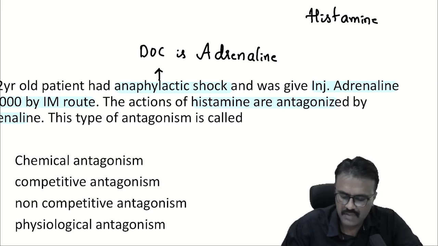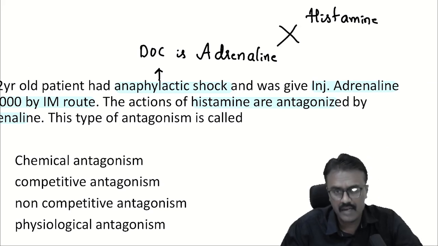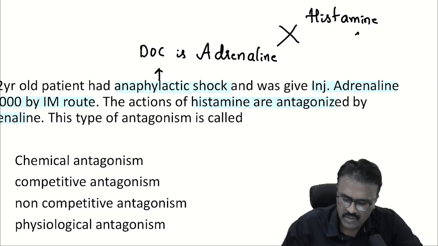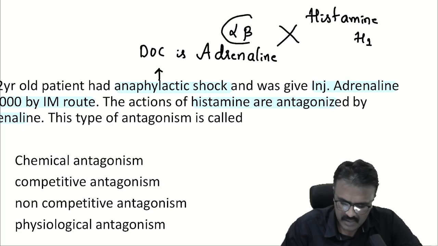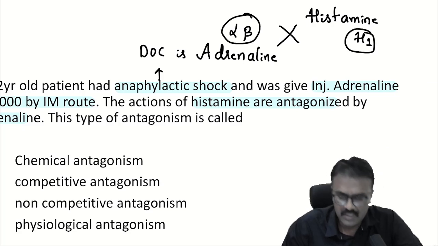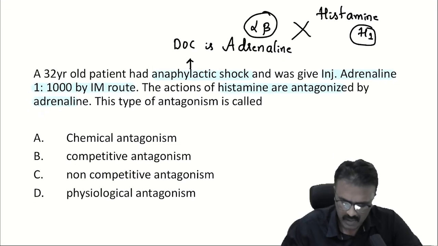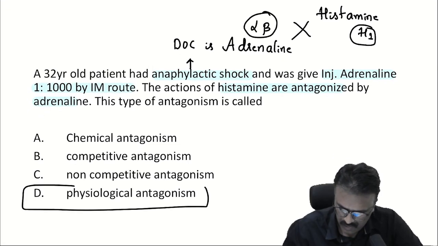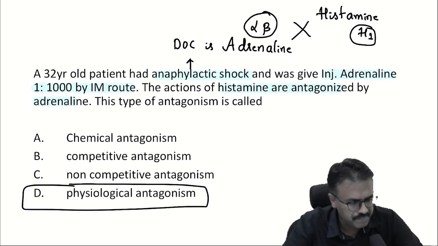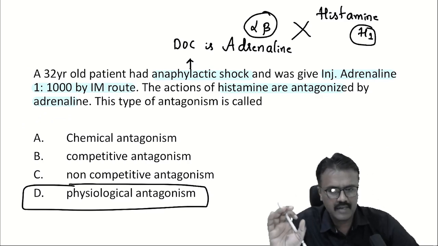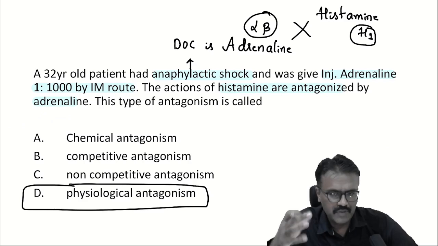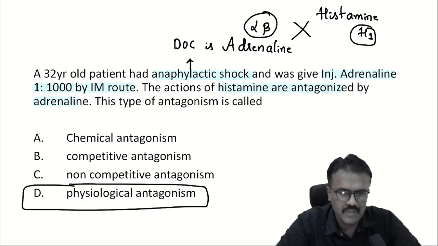All the actions of histamine can be antagonized by adrenaline. But histamine acts on its own receptor, H1. Adrenaline acts on alpha and beta. So the receptors on which they act are different, and the actions which they produce are opposite. Then we call them, yes, you are right, physiological antagonist. So when to call it physiological antagonism? If they act on different receptors and the action produced is opposite, then we call it physiological.